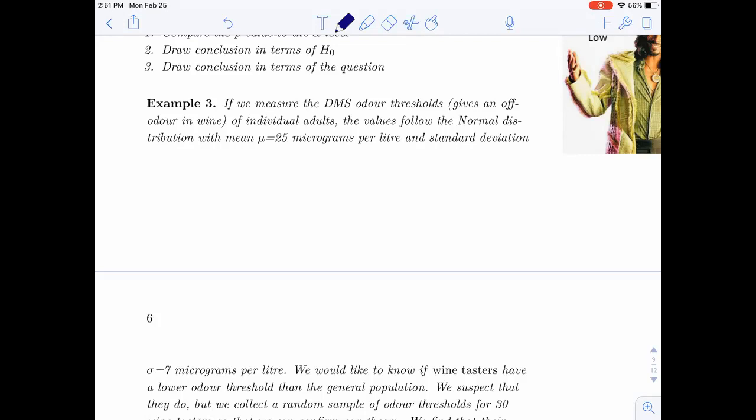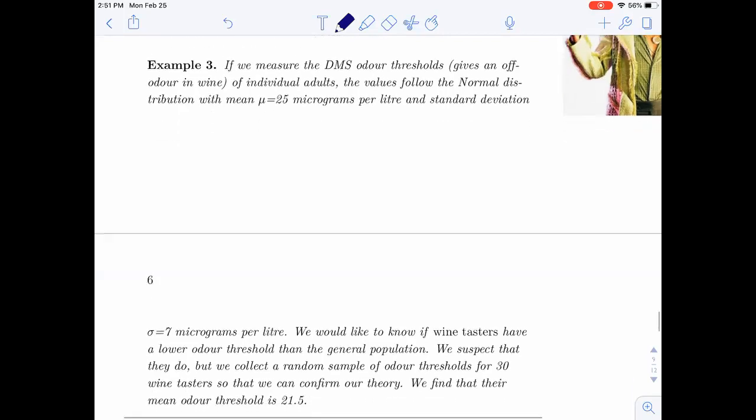And what we're saying is that of all individual adults, these odor thresholds follow a normal distribution with a mean of 25 micrograms per liter. Who cares about units? No, I shouldn't say that, but I don't care about units. So with a mean of 25 and a standard deviation of 7. So X, individual odor thresholds, follows a normal distribution with a mean of 25 and a standard deviation of 7.